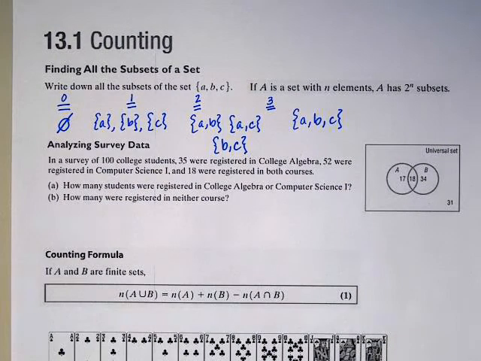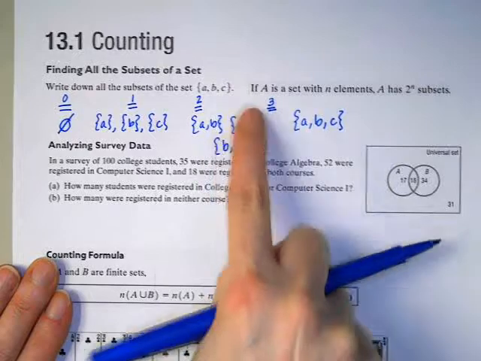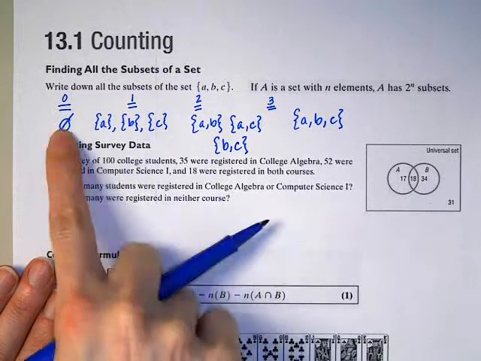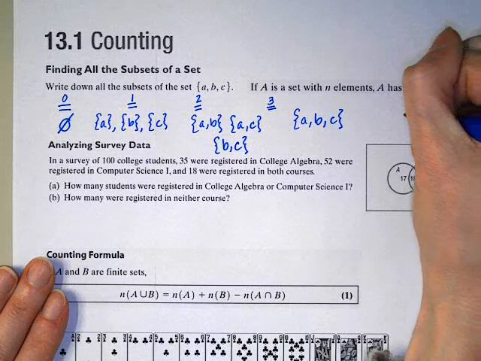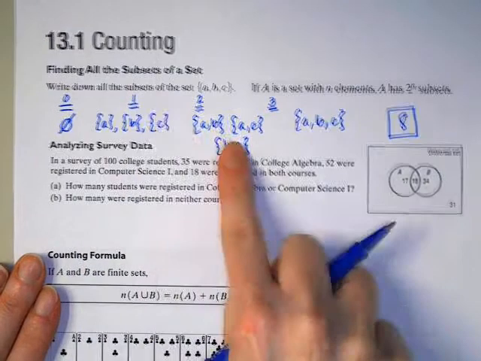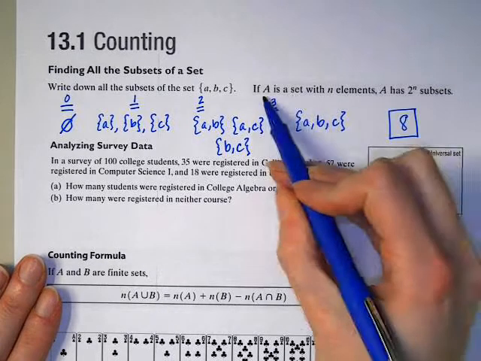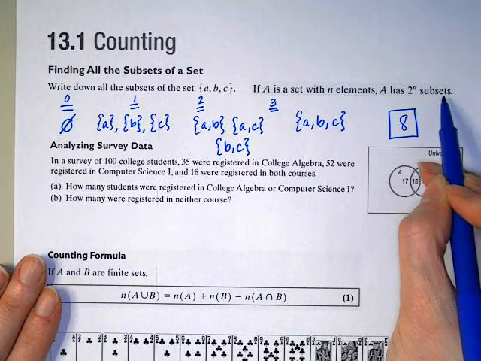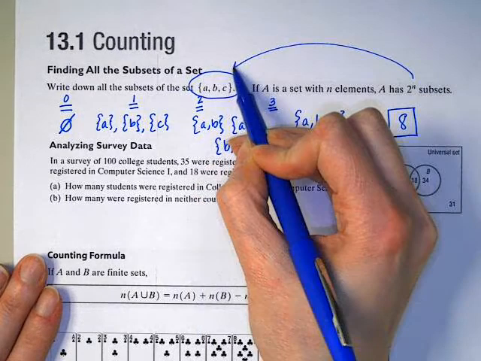All right, so how many are there total? 1, 2, 3, 4, 5, 6, 7. Oh, sorry. 1, 2, 3, 4, 5, 6, 7, 8. So there's going to be 8 total subsets: the empty set, these, and these. And it turns out, here's a formula for it. If you have a set A with n elements, there's going to be 2 to the n power subsets. So if we have 3 elements, 2 to the 3rd power is 8.